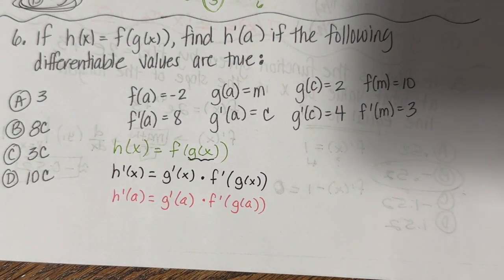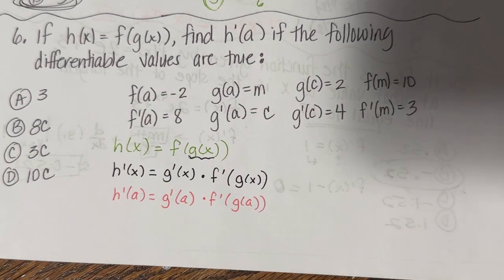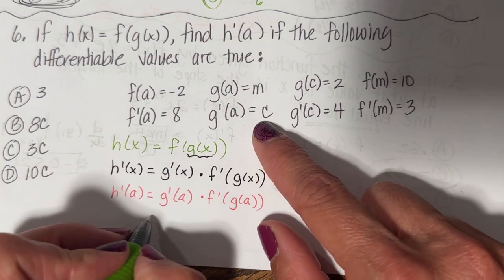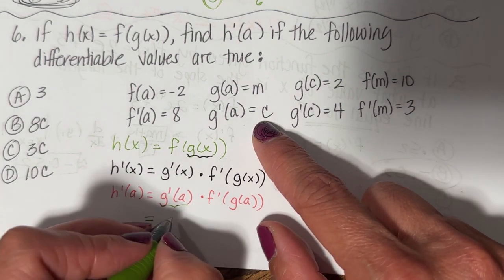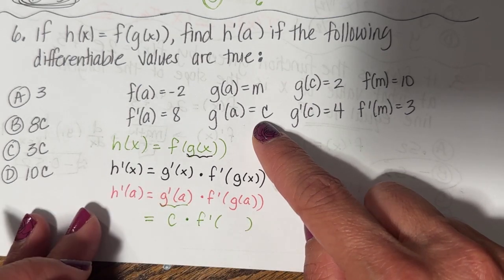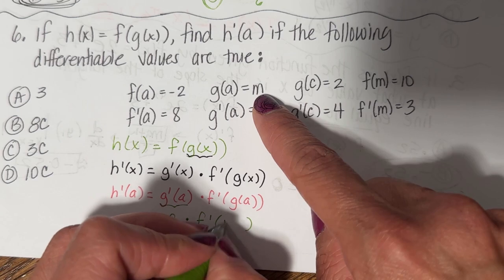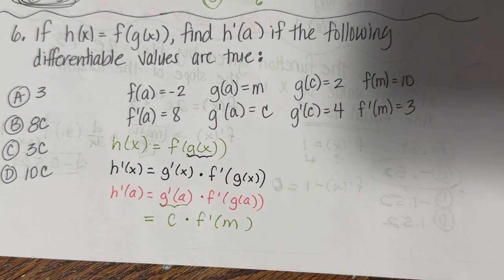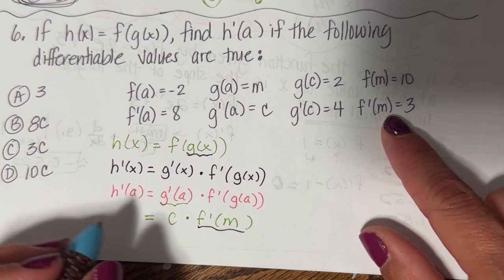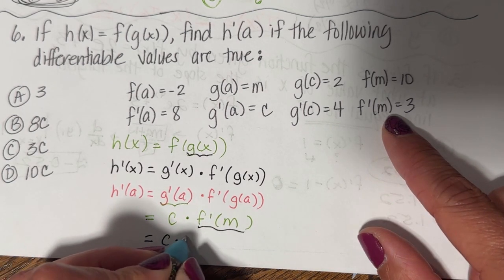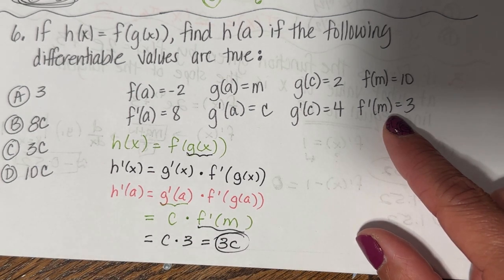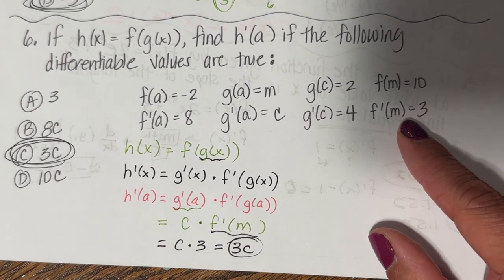And we're going to be substituting things as we go from this data. Okay, so g prime of a. G prime of a is equal to c. So I'm going to replace g prime of a with a c times f prime of g of a equals m. Okay. Well, now I need to replace f prime of m with something. F prime of m equals 3. So this is c times 3. C times 3 is a 3c. So 3c is the answer. So the answer is C.